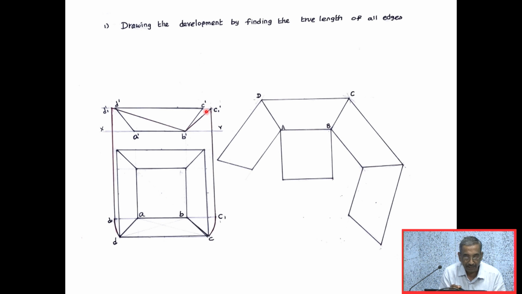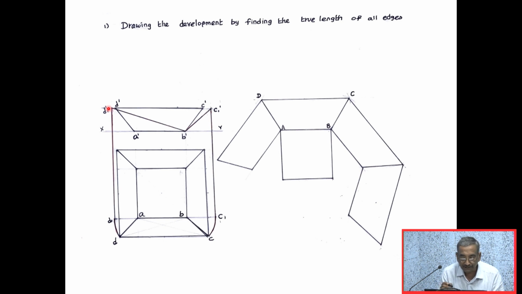Likewise, I will be finding the true length of the diagonal BD also. So what I do is, again I make the diagonal BD parallel with VP. So I will be getting BD1. So from D1 you draw a vertical line, and from D dash you draw a horizontal line. The intersecting point will be D1 dash. B dash D1 dash is the true length of the diagonal BD. So with this, I now have the true length of all the edges.